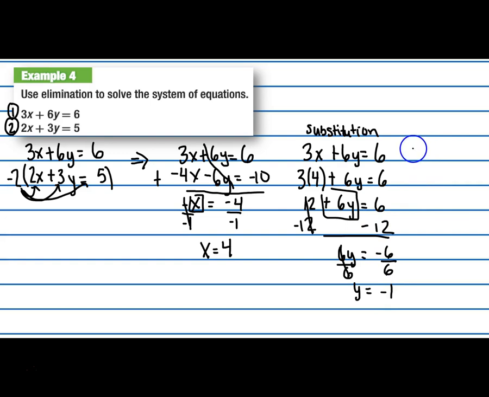Perfect. The last step you need to do is to write it as an ordered pair. Ordered pairs is always when we have an x and a y. Our x is 4, our y is negative 1. And there we go, there's our solution.